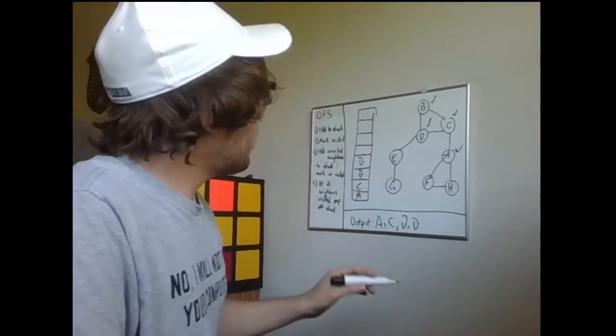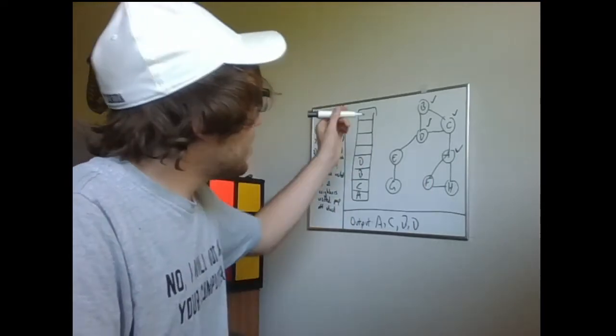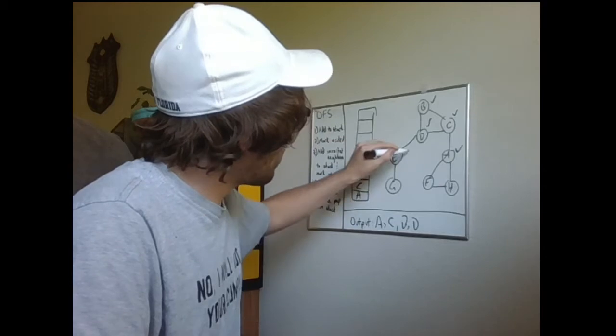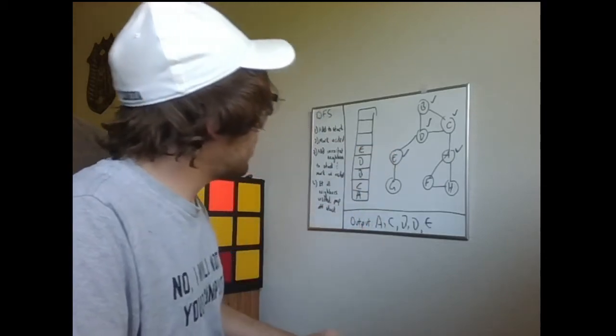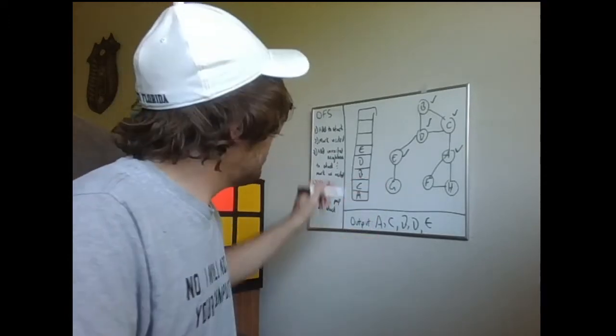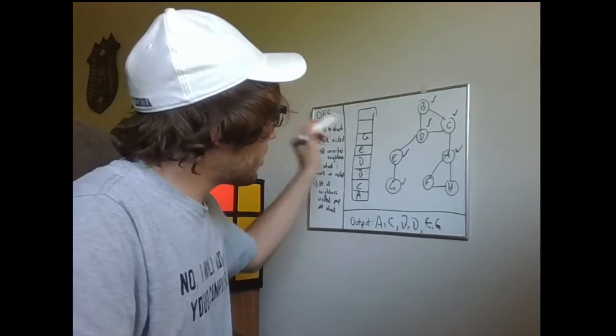Okay, so now does D have any unvisited children? It absolutely does. D has E. Okay, so let's add that to the stack, mark it as visited, put that in our output, and once again it has an unvisited neighbor, which is G. So let's put that on the stack, put that on our output. Okay, and mark it as visited.